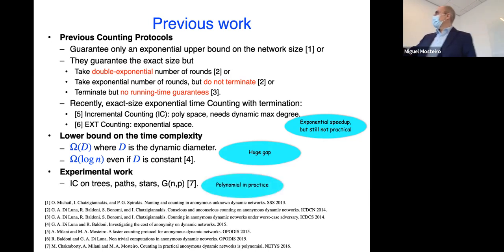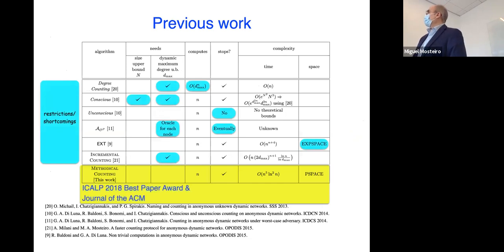In our experiment, this is the work by Maitri, where we show that it is polynomial in practice. So this is a summary of the shortcomings of previous work: the algorithm may not stop, or may stop only eventually, or may compute only an exponential upper bound on the network size, or may need exponential space, and so on.